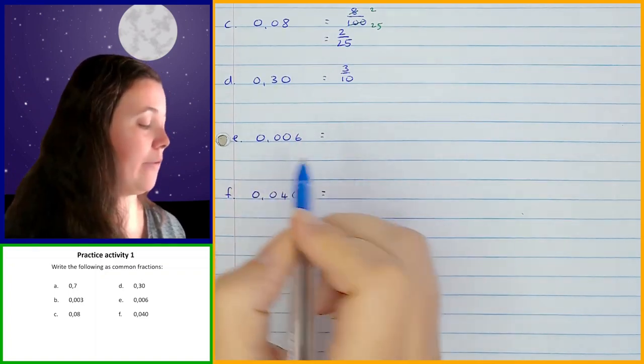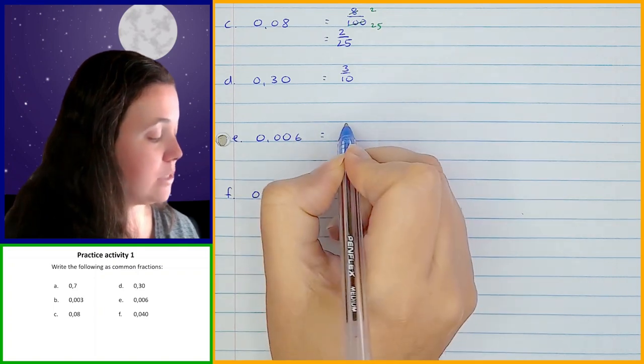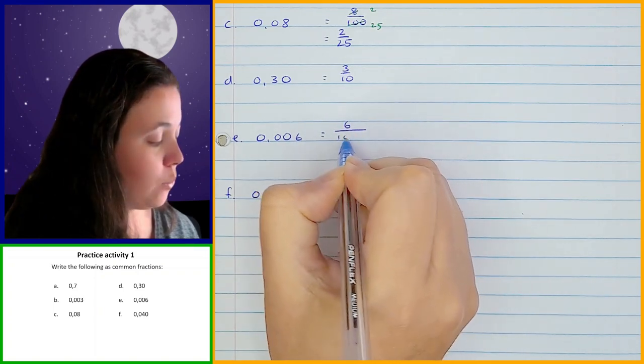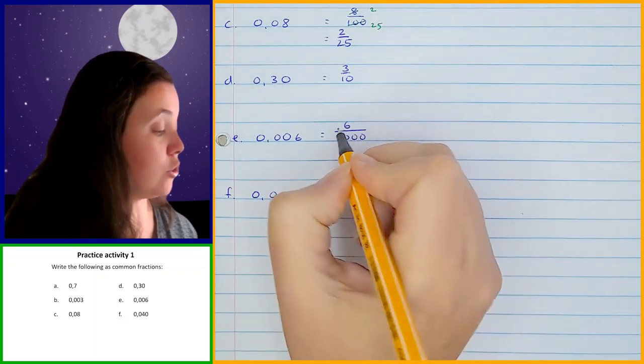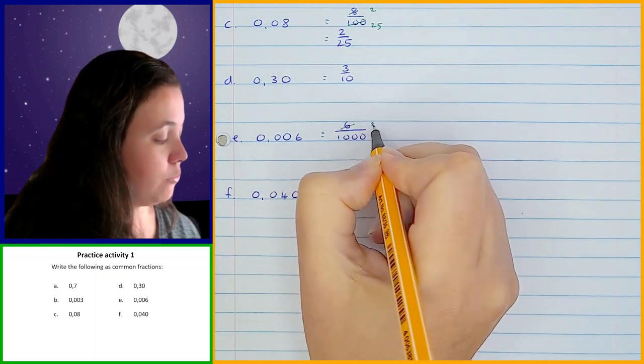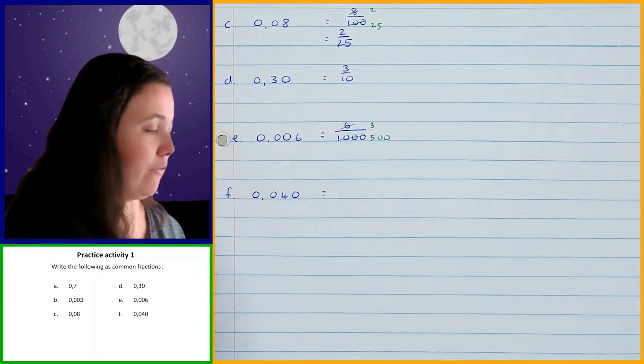Then over here, I've got 0.006. The 6 is in the thousandths position. So I need to say 6 over 1,000. And that I can simplify. 2 goes into 6 three times, and 2 goes into 1,000 five hundred times, giving me 3 over 500.